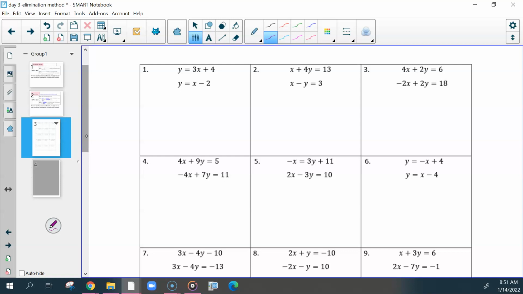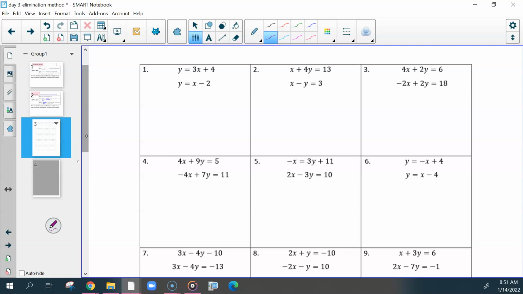Once I know all of those things are in place, then I can move on to adding or subtracting to eliminate one of the variables first. What does it mean to eliminate? X out, get rid of. One of the variables is going to go away. And that's our goal. It doesn't matter which one. You could get rid of x or eliminate x or y. You just have to make that choice. Which one do you want to eliminate first?